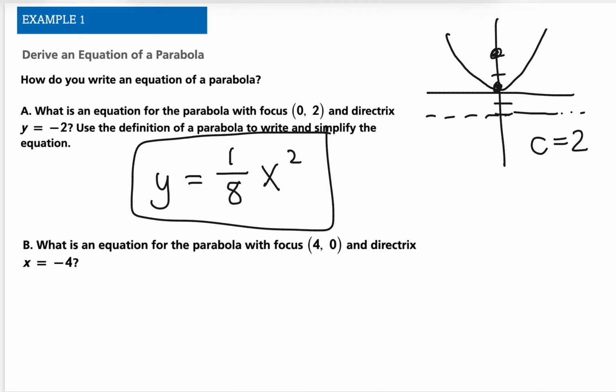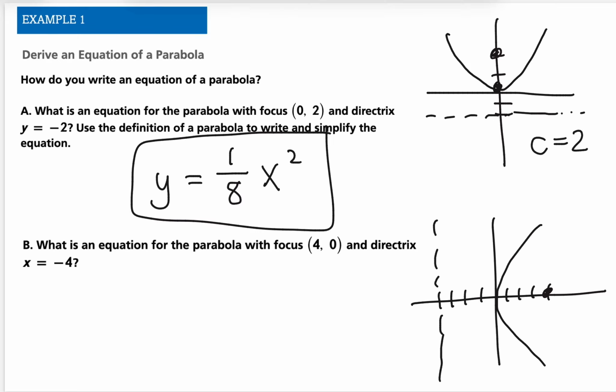For part B, it says, what is the equation of a parabola with a focus at 4, 0? So 1, 2, 3, 4, 0. There's my focus. And then a directrix at x equals -4. So there's my directrix. This tells me that my parabola is going to open to the right. And so c is still going to be positive because it opens to the right. But this time c is 4.